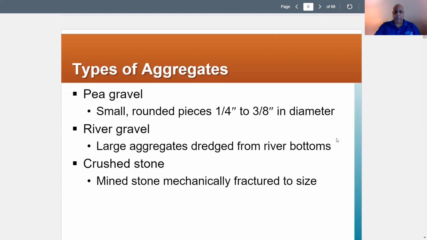Now, types of aggregates. You have your pea gravel. Your pea gravel is small rounded pieces, 1/4 inch to 3/8 inches in diameter. River gravel, which is basically large aggregates dredged from river bottoms. And of course, your crushed stone, like your riprap, your 57 stone. It's mined stone mechanically fractured to size. In other words, they take a big boulder and they run it through a crusher.